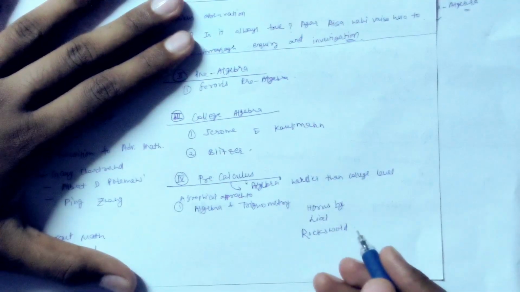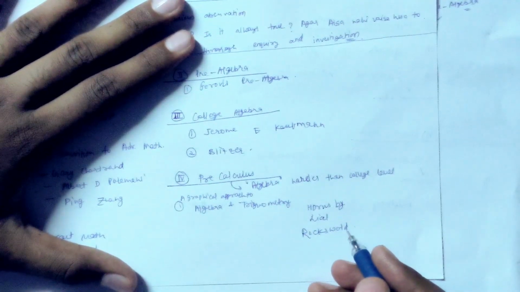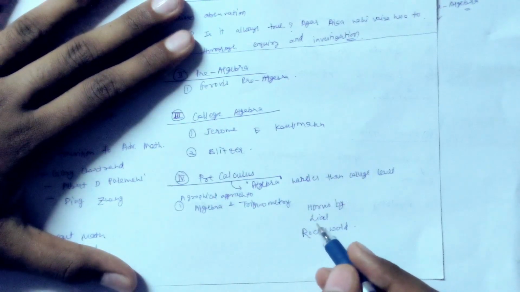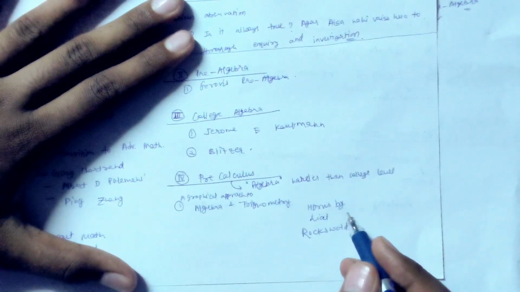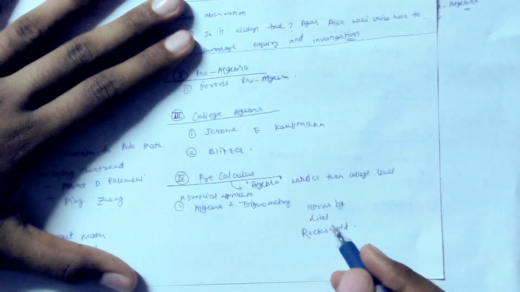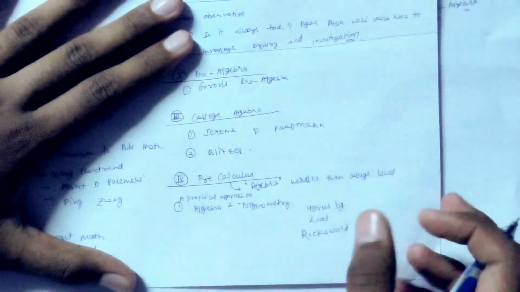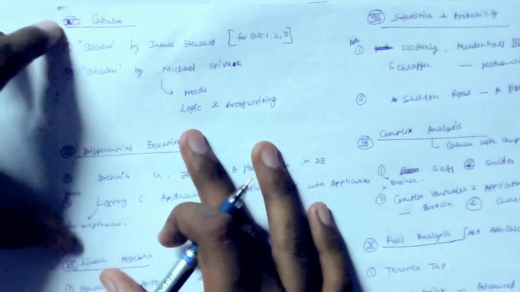So algebra and trigonometry we will study in this course, and there are various textbooks, and this one is by Holmes, Lyell and Roxworld. So these are the authors. Next we will move down to calculus.